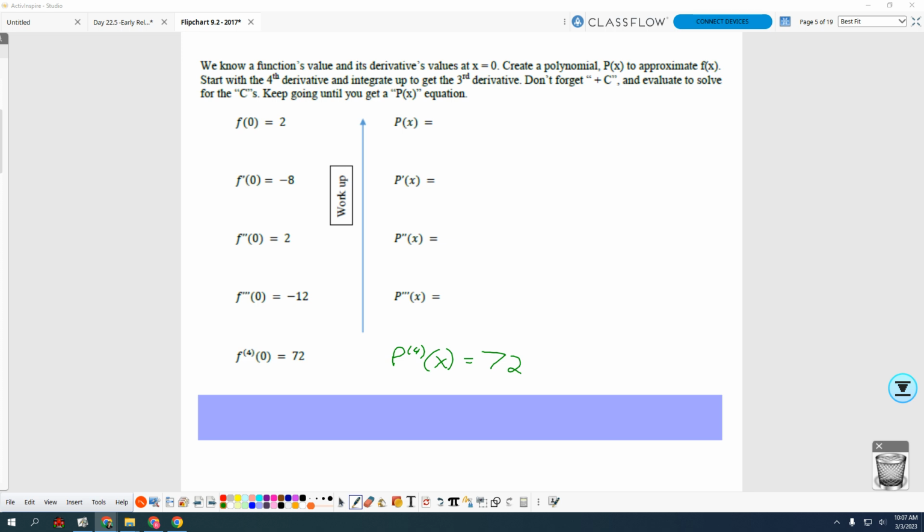Do you need to add another C every time? It is a unique C each time. Okay, so there's just like C1s. Well, you should be solving for those.